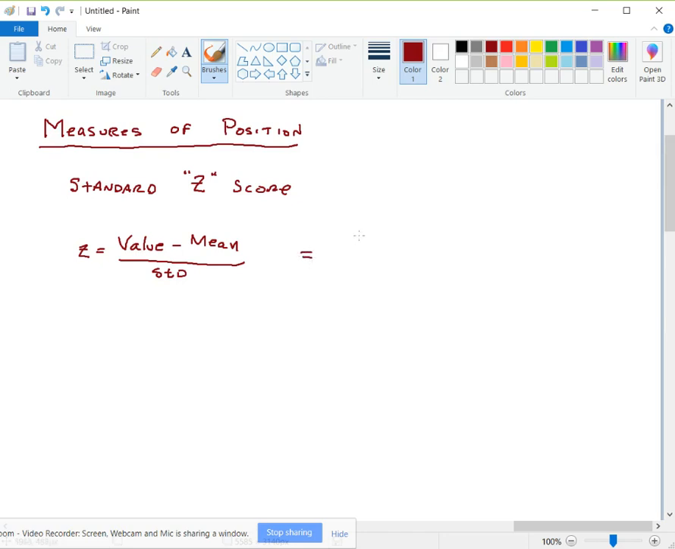Putting it in symbolic terms, some data point x minus x bar divided by s gives you the z-score. Of course, this is for a sample. You could also look at it in terms of x minus mu, population parameters, divided by sigma. Same thing though. Most often this is used for samples though.